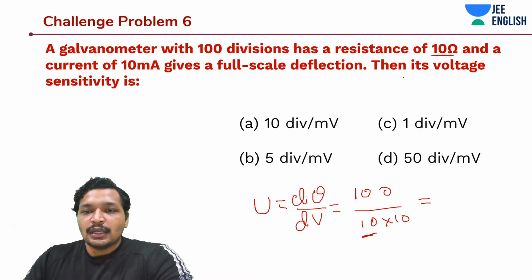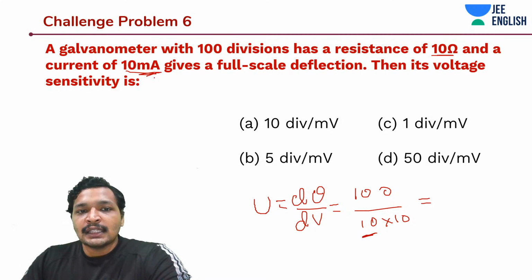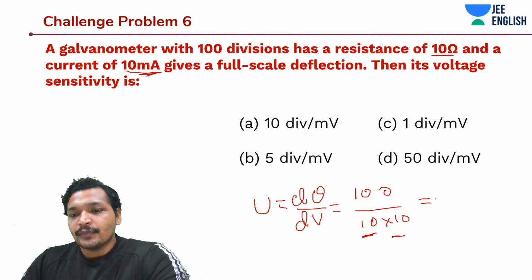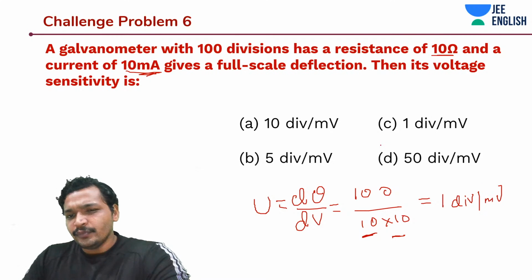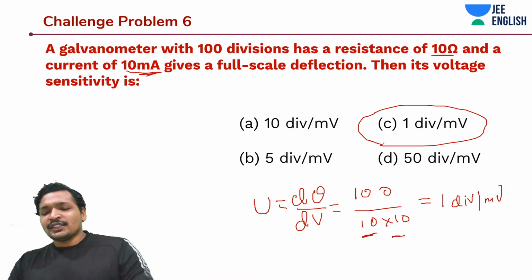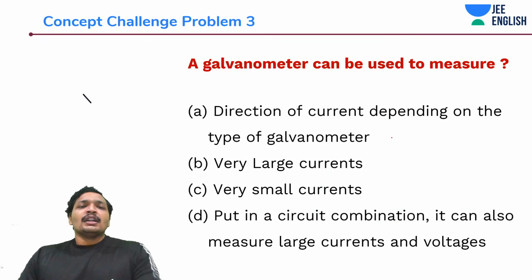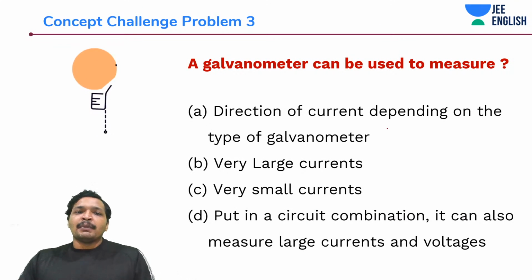You have 10 ohms and a full scale current of 10 milliamperes. So it's going to be 1 division per millivolt. That's it. This chapter actually does not have a lot, but we'll get into it. Now let's get into concept problem number 3.